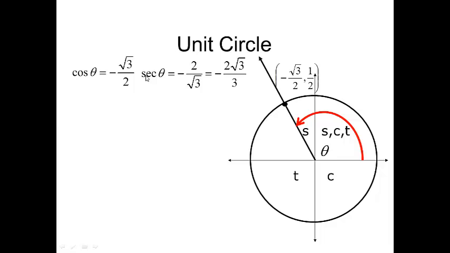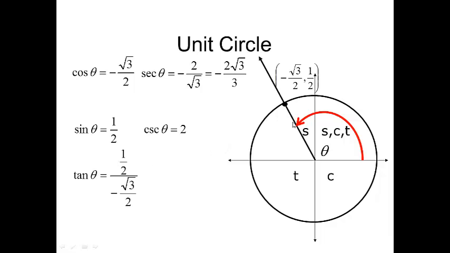Alright, and secant of theta would be the reciprocal of this. Right, so it'll be negative rad 2 over rad 3, and we know that we don't usually write radicals in the denominator, so we have to rationalize the denominator, and we get negative 2 rad 3 over 3. Sine is going to be the second coordinate here, 1/2, and cosecant would be the reciprocal of that, and it will be 2. Remember that sine is going to be positive, everything else is going to be negative in quadrant 2.